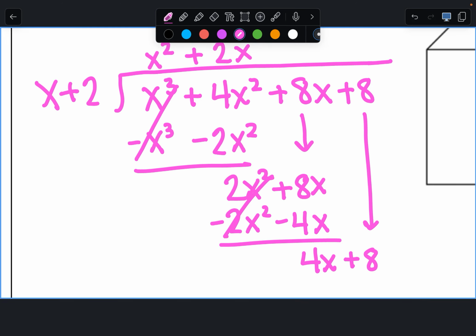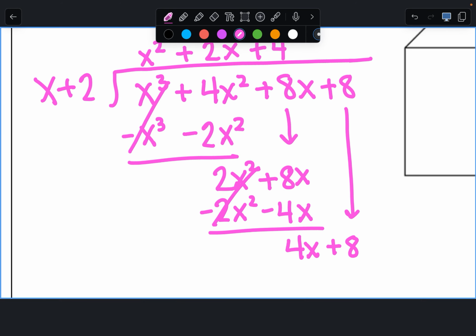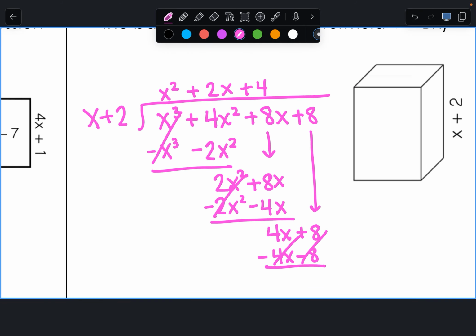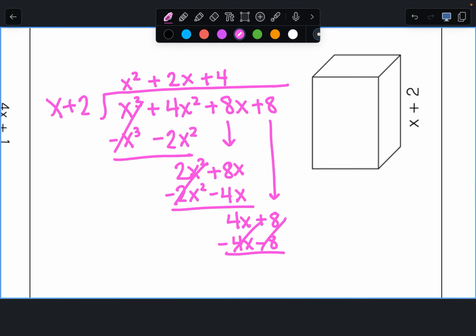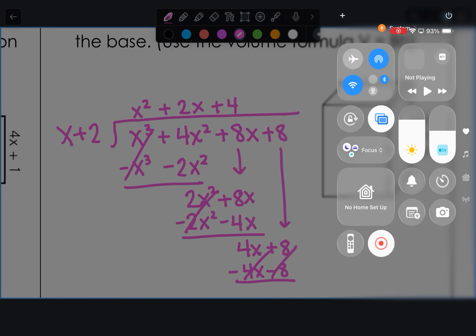X times what is 4x? 4. Okay. Let me zoom out some. 4 times x, 4x. 4 times 2, 8. Change them both to opposite, and they both cancel out. Yeah, I get it. Good? Yeah. Okay. Well, that just means I explained it a little bit differently and to where y'all understood it.